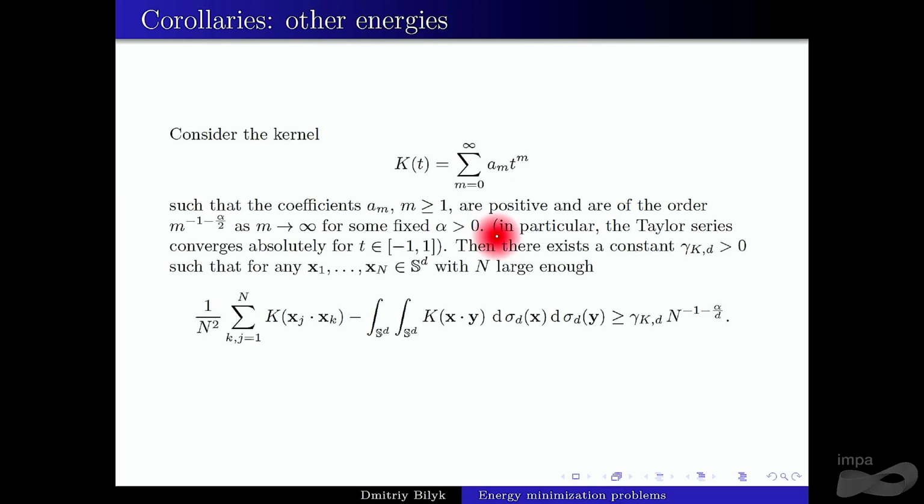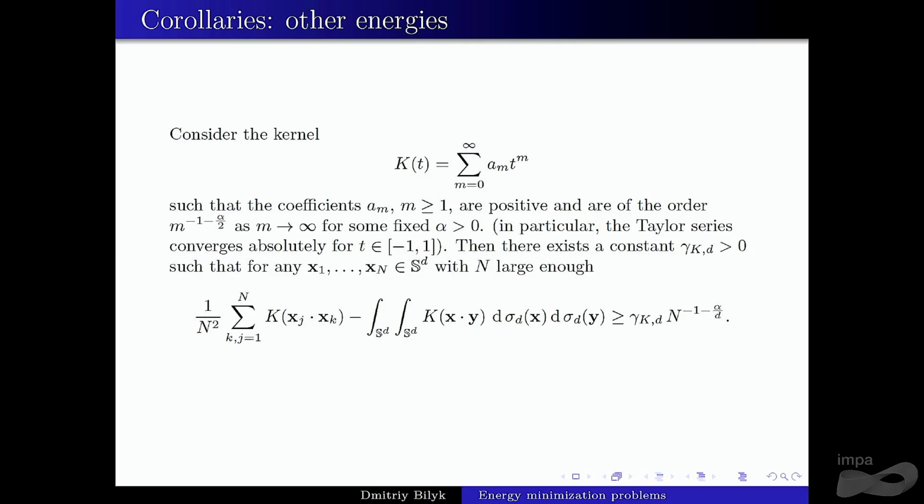So if you have a kernel that's analytic and that has this expansion which converges up to the endpoints, and where the coefficients are of this order, then you can get this lower bound without having any geometric information about the kernel, but only knowing the information about the expansion.